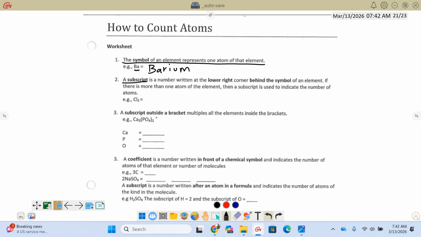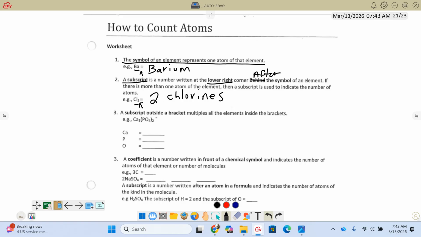A subscript, as defined in our notes, is a number written at the lower right corner. I wouldn't say behind, I would think more like after the symbol of the element. If there is more than one atom of that element, then a subscript is used to indicate the number of atoms. In this particular example, we have chlorine and the subscript 2. That means there are 2 chlorine atoms. We're going to write that on the worksheet, following the process. Remember, barium did not have the subscript, chlorine did, and that's why you get 2 chlorines.